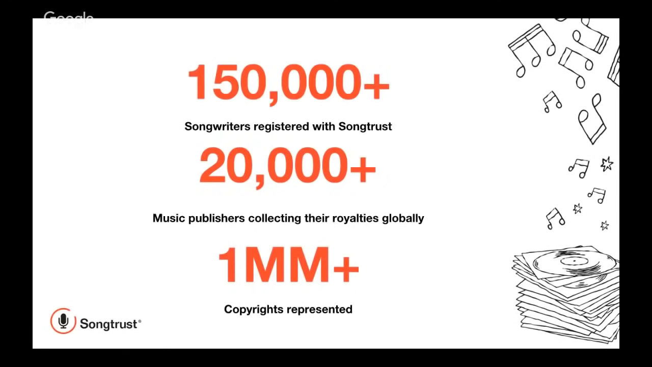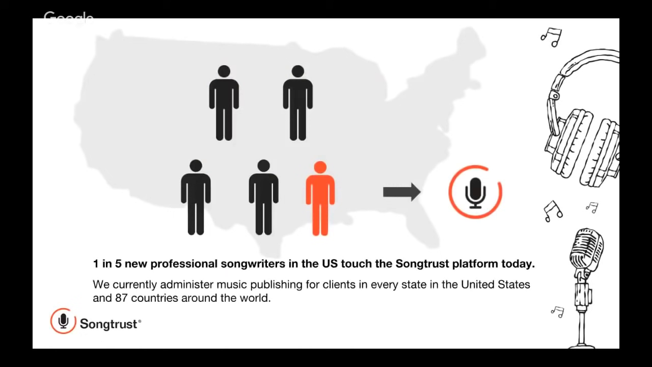So we currently are at about 150,000 writers, over 20,000 publishing companies, and well over now 1 million copyrights that we're representing. So actually one of my favorite new statistics is that we are representing 1 in 5 new professional songwriters here in the US. They're touching our platform today. So that kind of gives you an idea of the scope of the people that are coming out into the US with new songwriting careers, and they're landing on the Songtrust platform. So we're definitely very excited about that.